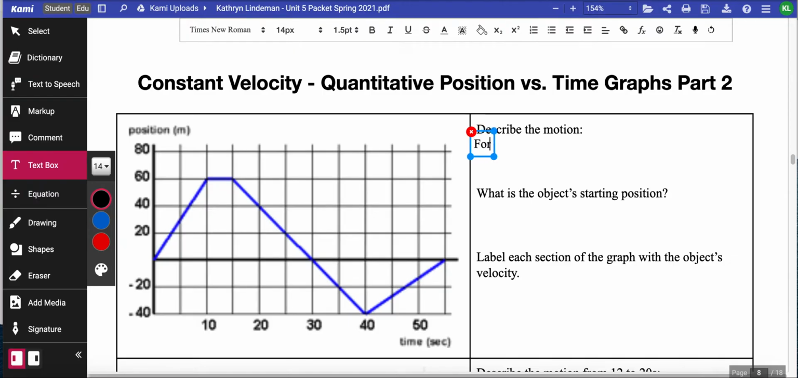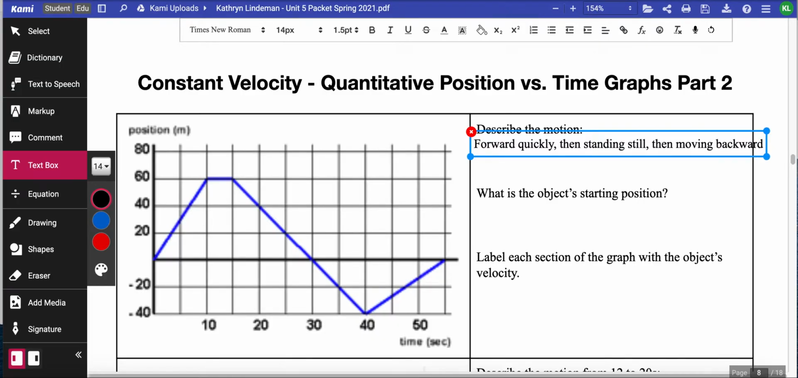We have forward, and if we look at the slope of the 3 different lines within this graph, this slope is actually the steepest. So I'm going to say forward quickly, then standing still, then moving backward at a medium pace. Because again, this slope here in the middle is like the middle slope. Okay, backward at a medium pace.